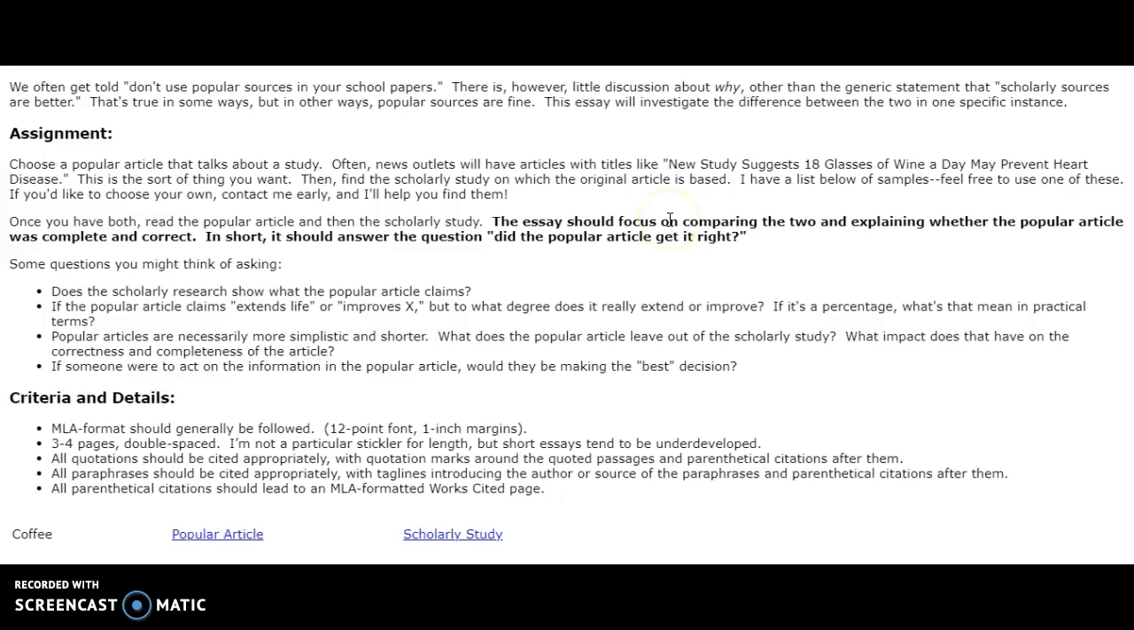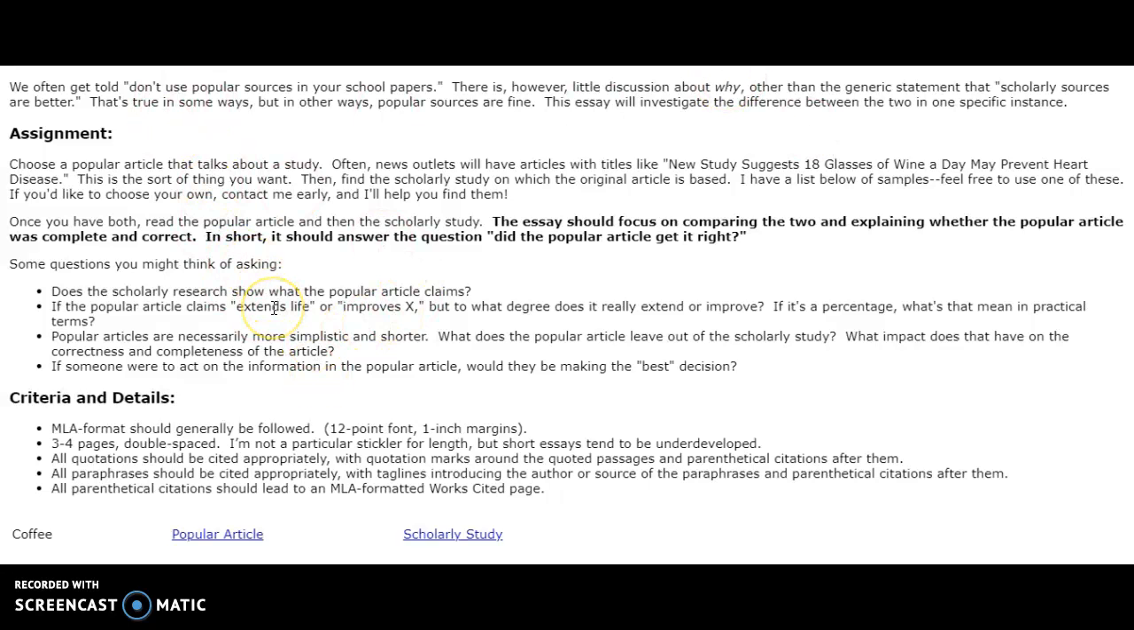This is in some ways a comparison-contrast essay, but it should focus on answering the question, did the popular article do a good job of explaining what the scholarly study did? So, did the popular article get it right? Okay, so you might think about asking some of the questions down here.